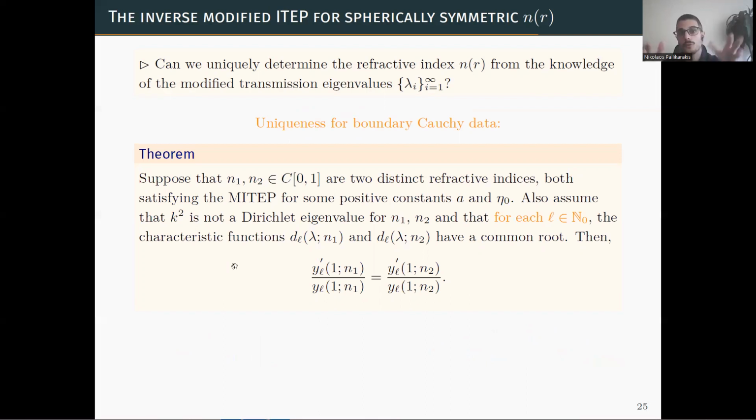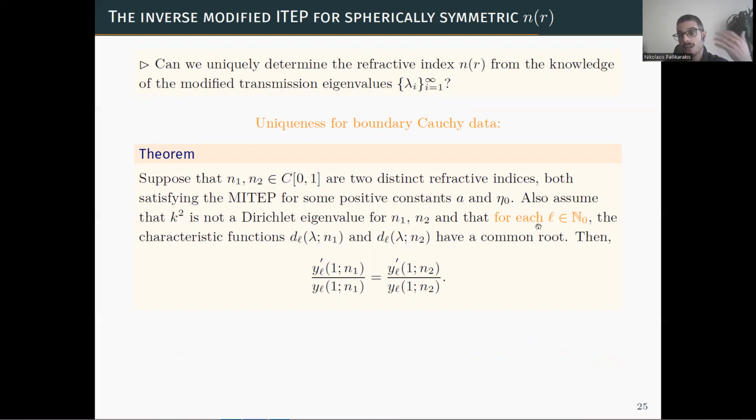We assume that we have two refractive indices that are now just continuous functions, which are distinct, and both satisfy the modified problem for the same constants a and eta 0. As I said before, this is artificially introduced in the problem initially, so they are given for the inverse problem. And also we assume that k squared is not a Dirichlet eigenvalue for both of them.